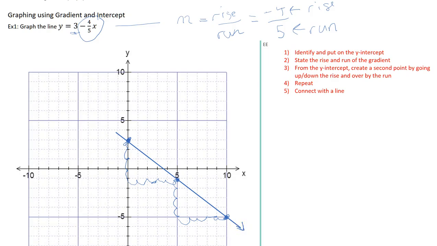If I want to be really great, I put arrows on the end and label it as y equals 3 minus 4 over 5x. So start by putting on the y-intercept, use the gradient counting squares to put on another point, and repeat if necessary, and then connect that with a line. Okay? So that's the first strategy that we've got for graphing an equation given a line.